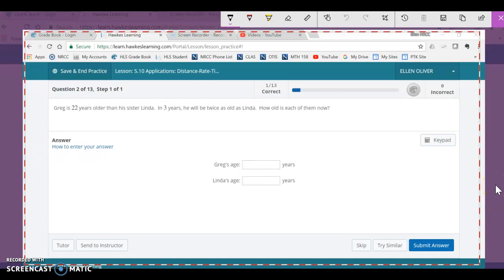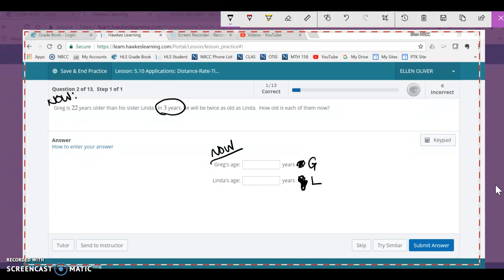So again, you're going to let one of these things be x and one be y. And recognize that this is now, but we're also going to talk about in 3 years. And the other thing I like to do, let's do this instead of x and y. For these age problems, it's going to help me to just use G for Greg and L for Linda. And that way, when I get my answer, it's going to be easier for me to remember whose age I just found. So this is now.